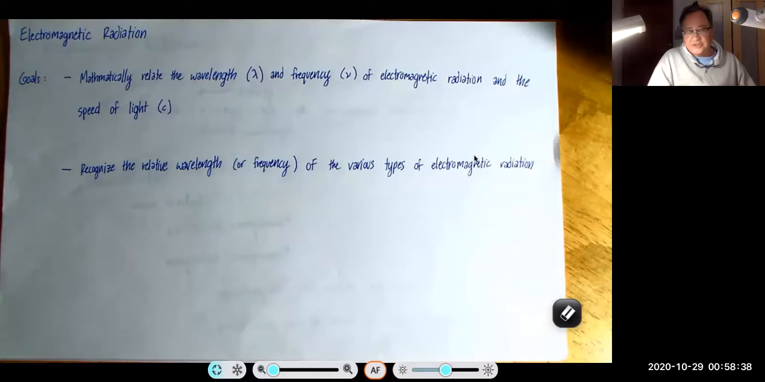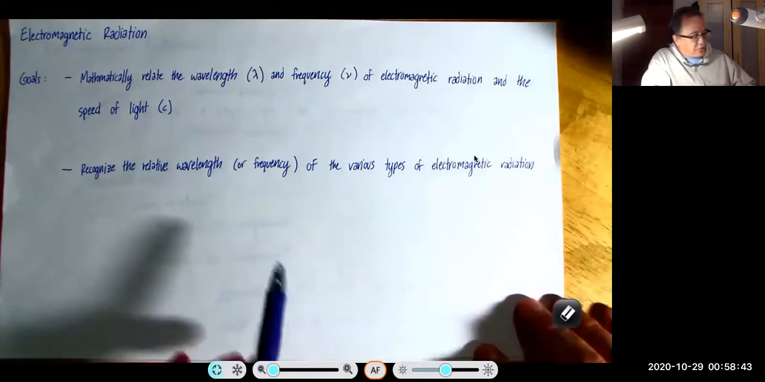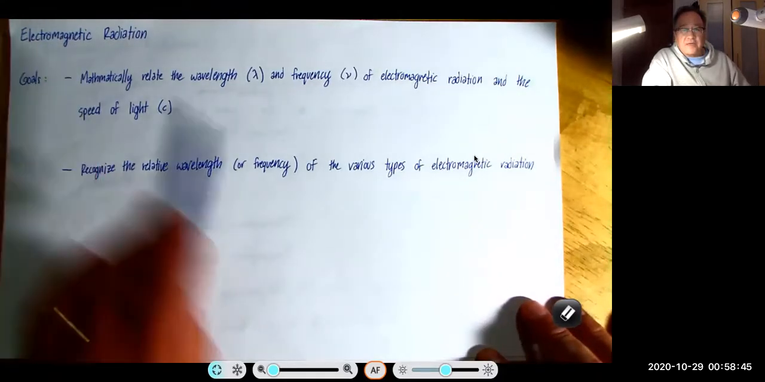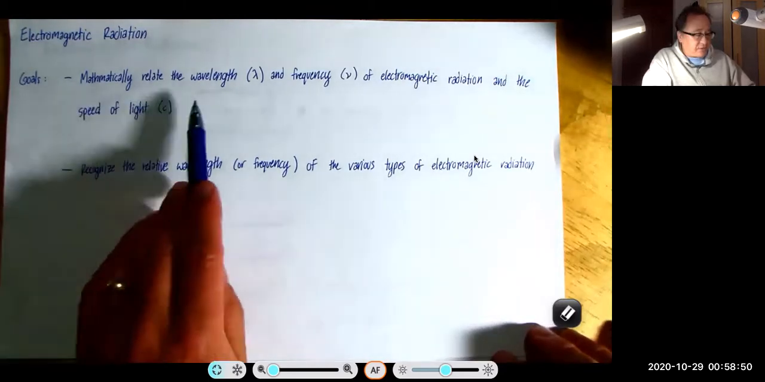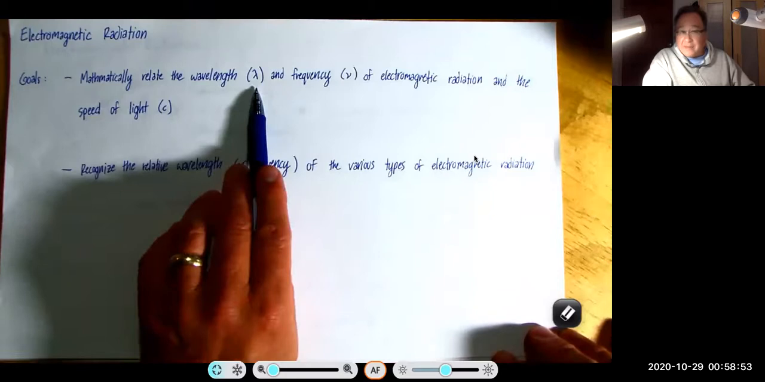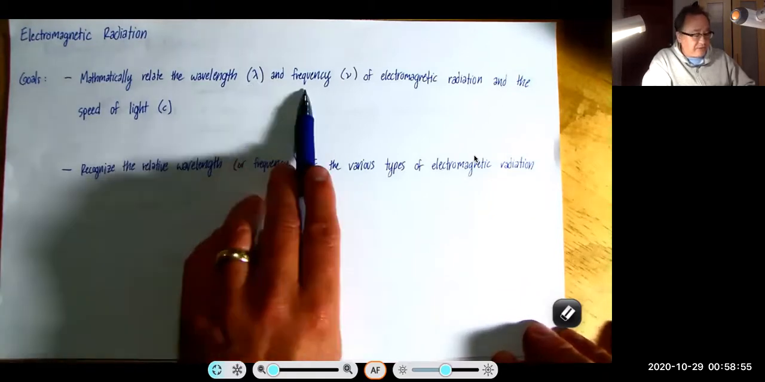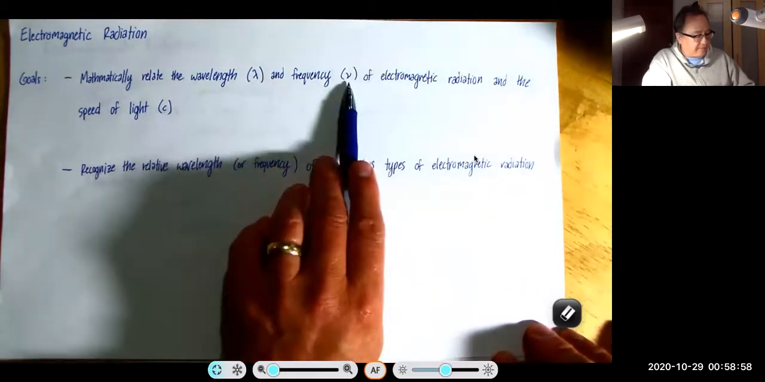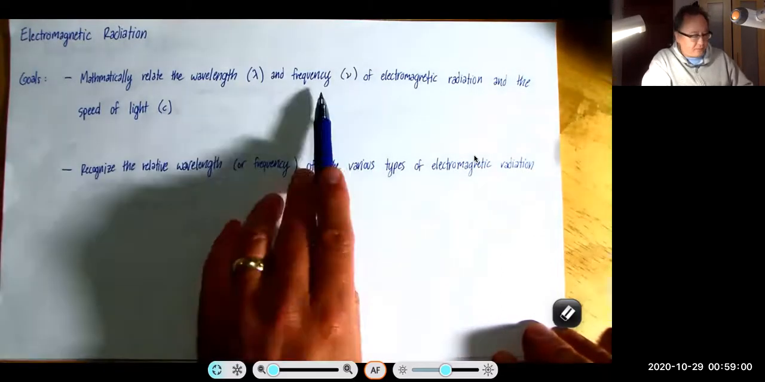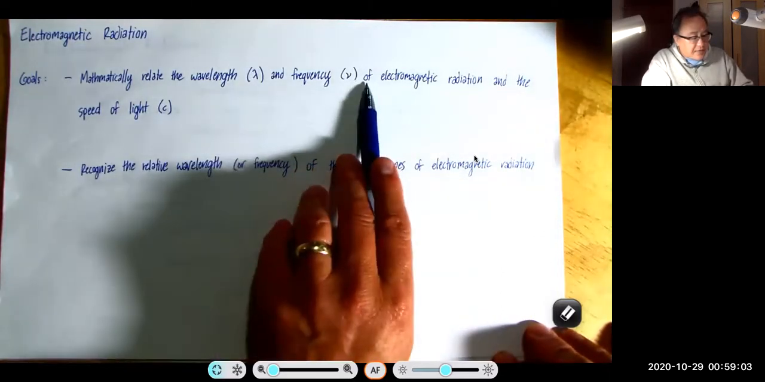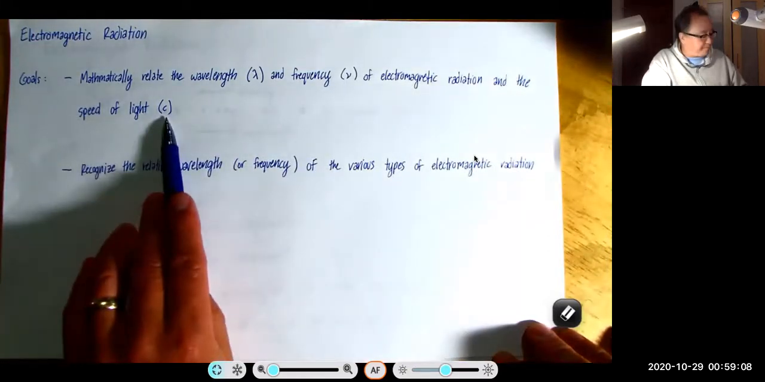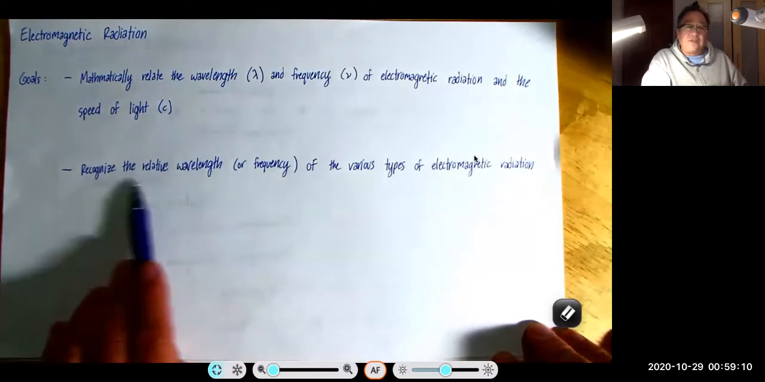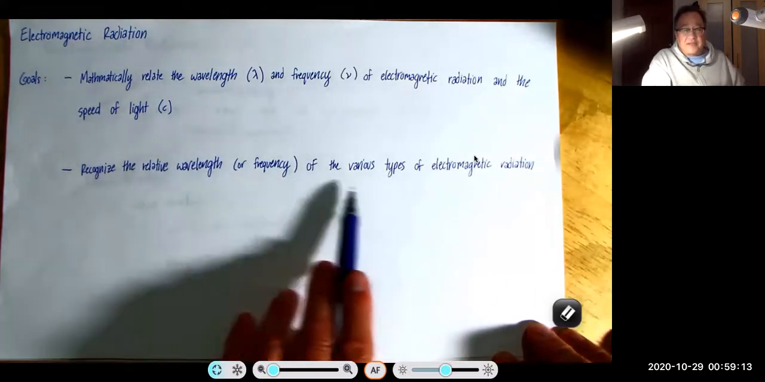Okay, this next section is about the structure of atoms. And the first part of this section is electromagnetic radiation. The goals are to mathematically relate the wavelength, which is represented by this symbol, lambda, and frequency, which is represented by this symbol, mu, of electromagnetic radiation and the speed of light, represented by this symbol, c. Recognize the relative wavelength or frequency of the various types of electromagnetic radiation.